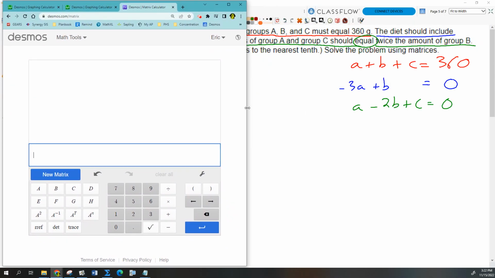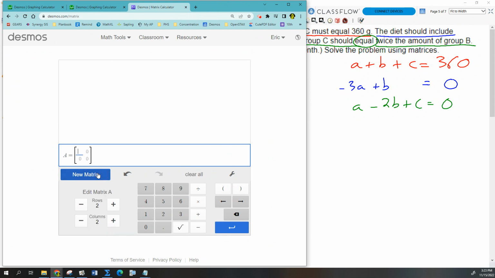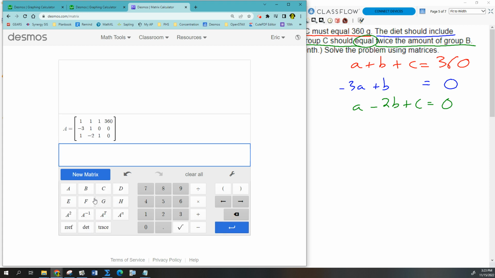Okay, so we got to build a matrix. What are the dimensions of our new matrix going to be? 3 by 4. There you go. So what's the first row going to be? Okay, next row? 0. Okay, next one? Okay, good. And then I have to hit enter to store that.